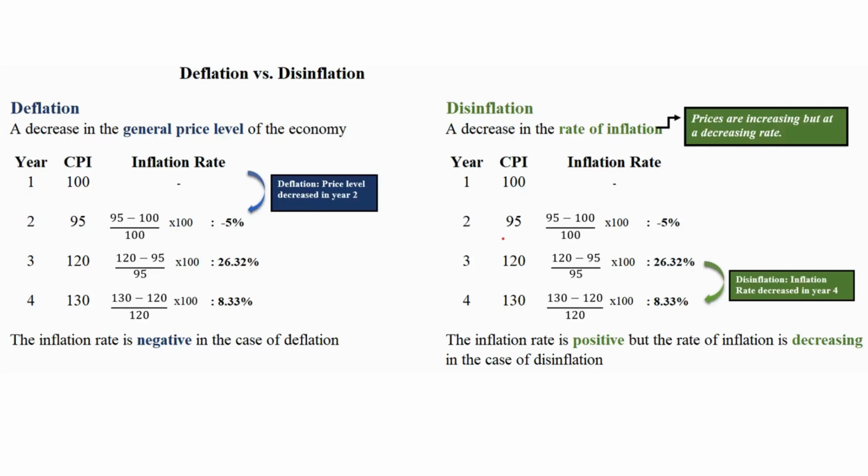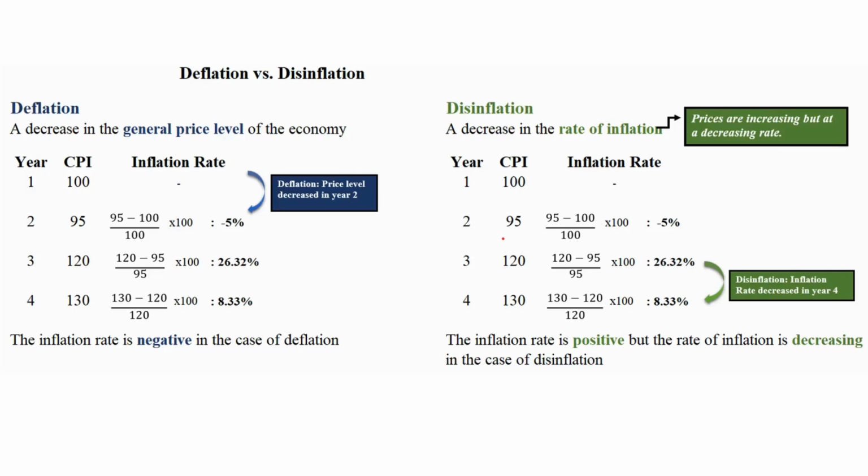Now, if you want to look at deflation versus disinflation, so deflation is a decrease in the general price level of an economy. But in this particular example, we can see that as we go from year 1 to 2, the consumer price index, i.e. the CPI, went down from 100 to 95. So we have a deflation in year 2 because the price level went down.